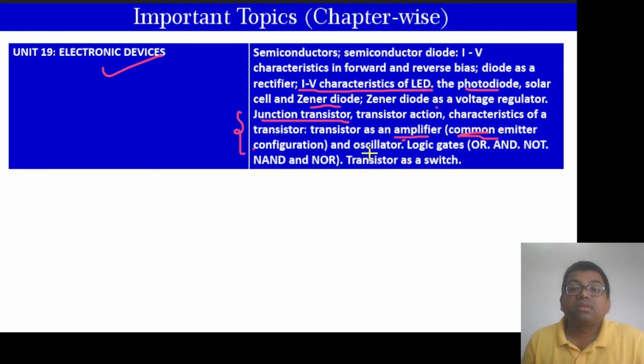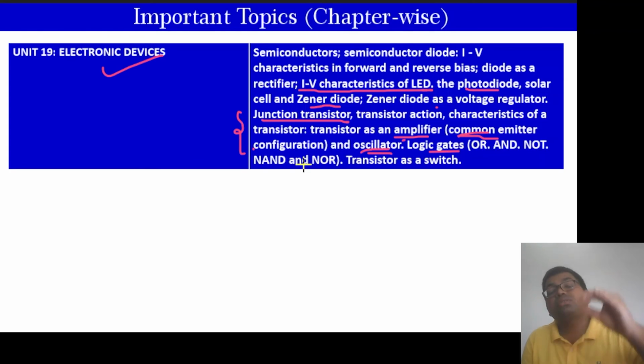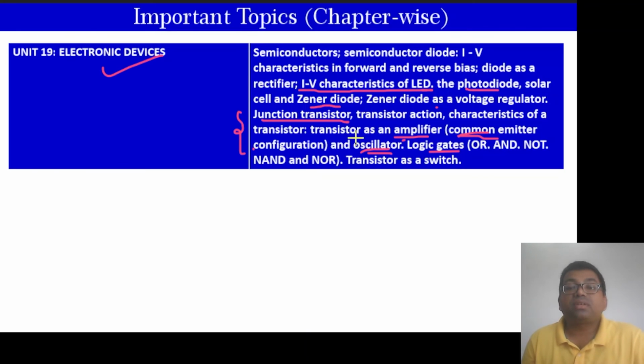Oscillator, if you see, is another application, the oscillation circuit. A transistor can act as an amplifier or as an oscillator circuit, so see the applications of that. Logic gates: OR, AND, NOT. One question comes based on logic gates.